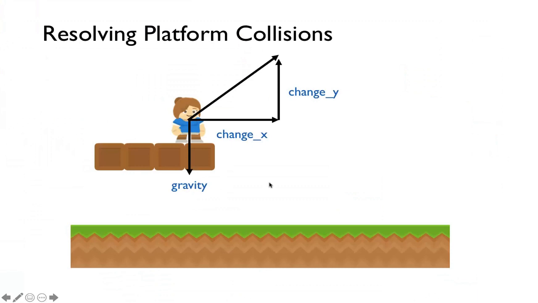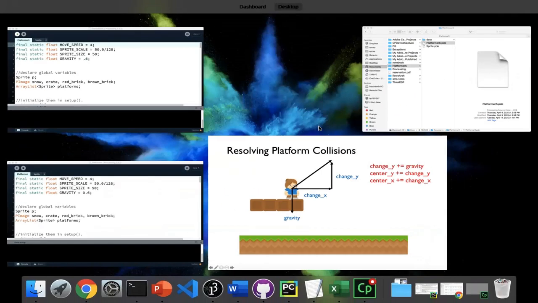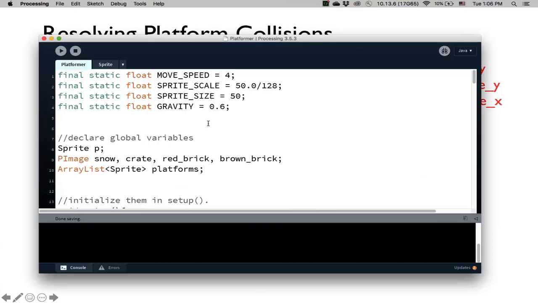And so in the last video, we talked about the 3 equations. We have to add gravity. The gravity is only affecting the vertical component of velocity, so we add gravity to change y. Then add change y to center y to update the position, and then add change x to center x to update the x position. And so let's start out with writing that up.